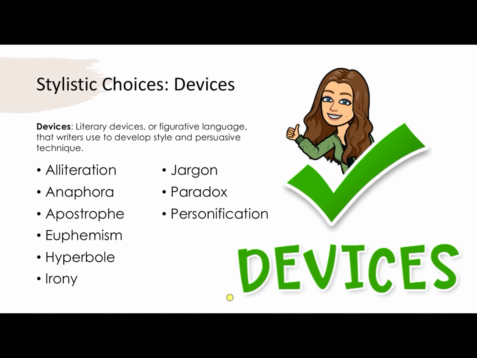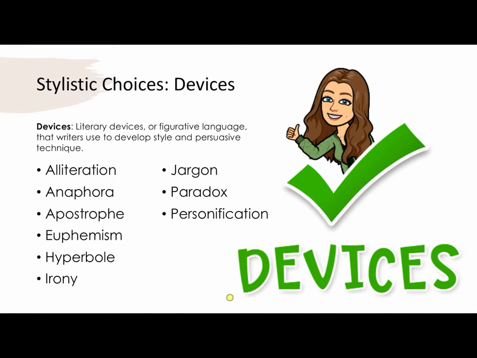The third category of stylistic choices is devices. So literary devices or figurative language. You've been hearing about them for years in English. And the list I have on the screen are some common ones that appear more frequently, I think, in passages that we see in our test or in our class. So I'm going to breeze through some of the more familiar ones, but give you a quick overview. The first thing is alliteration.